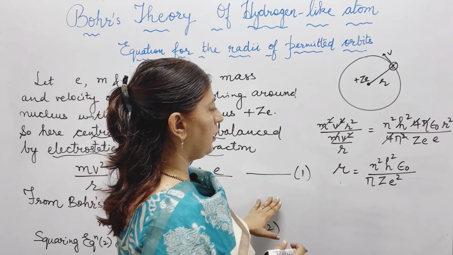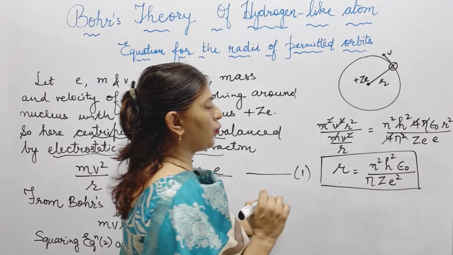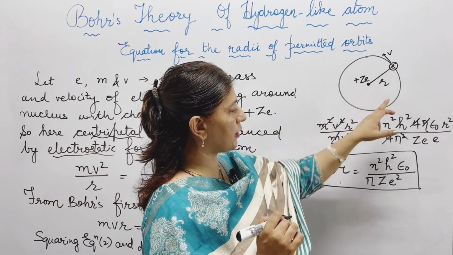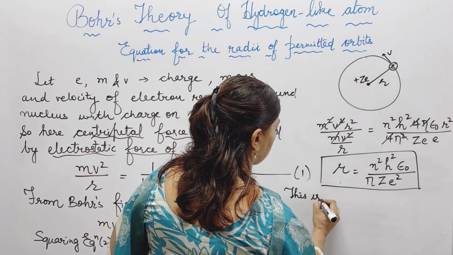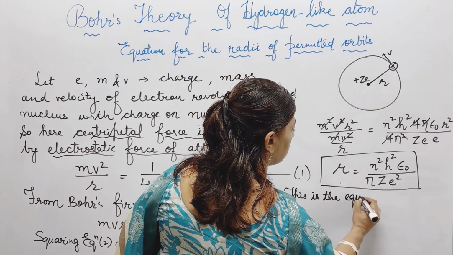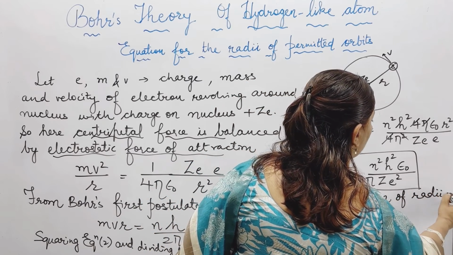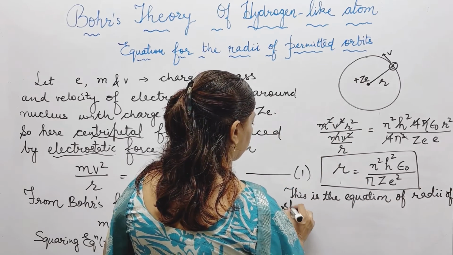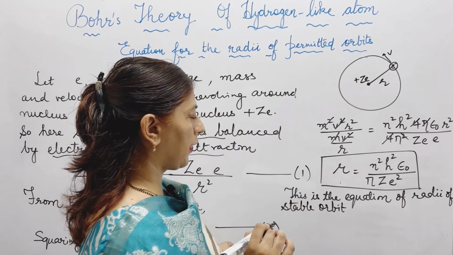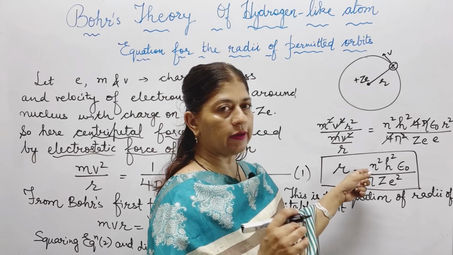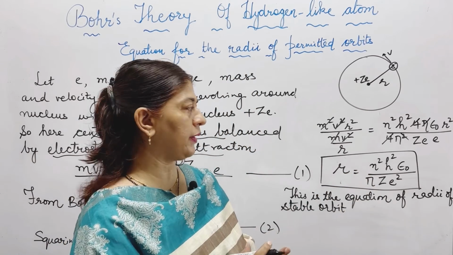Now, if we look at this equation, this is the radius around which an electron is moving in a circle. So this is the equation of the radii of stable orbits. One more important thing concluded from here: n is the integral multiple, it is 1, 2, 3 and so on, depending upon the number of the orbit that we are taking.